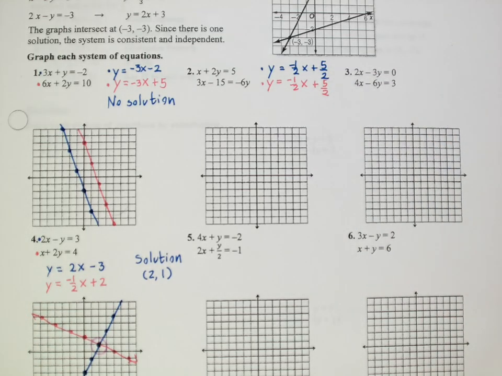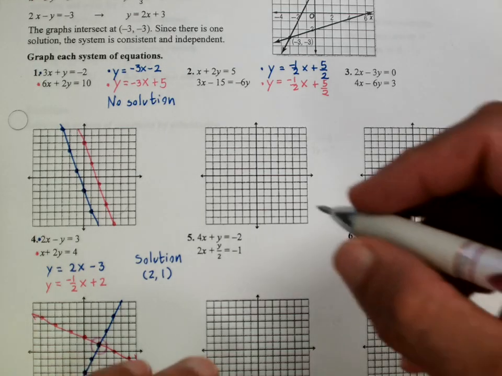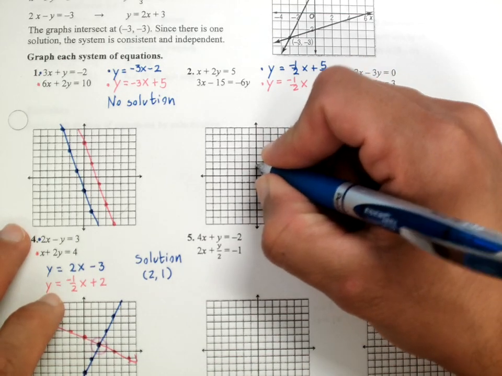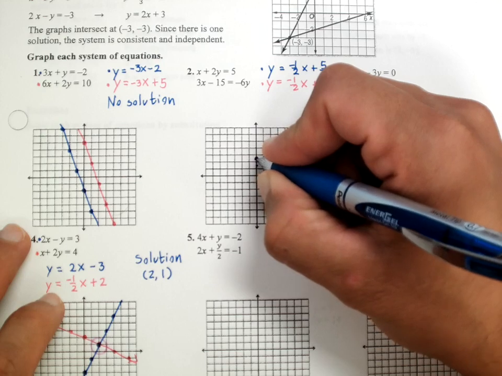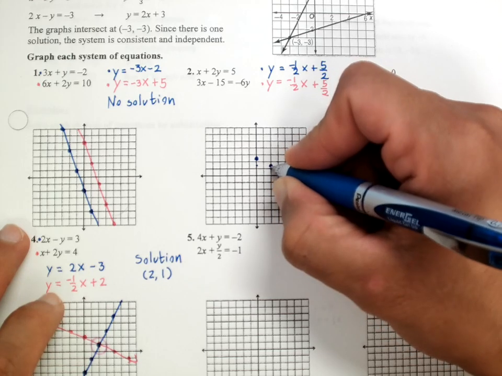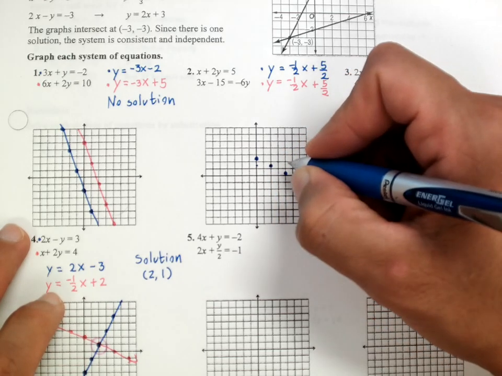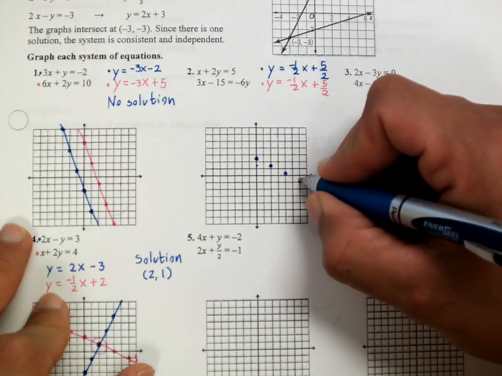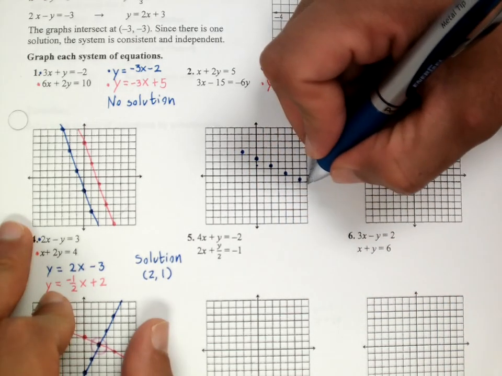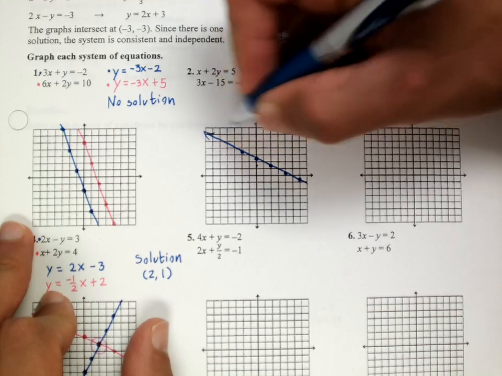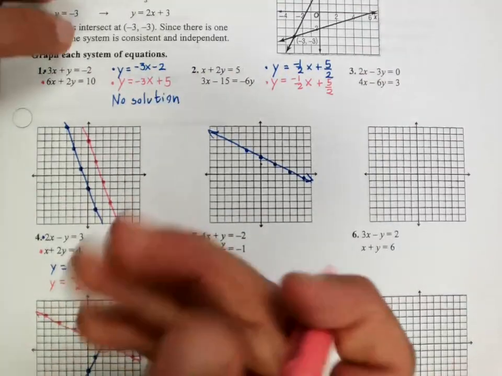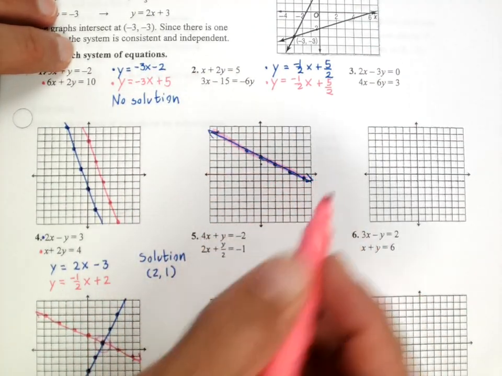We're going to graph them anyway, even though we know they're going to be the same. My y-intercept is 5/2 or 2.5, so 2.5 is right here. Excuse me, it's actually right here. I'm going to go down 1 and over 2, or up 1 to the left 2. Alright, so that's what the graph looks like. The other line is exactly the same and sits literally right on top of it.